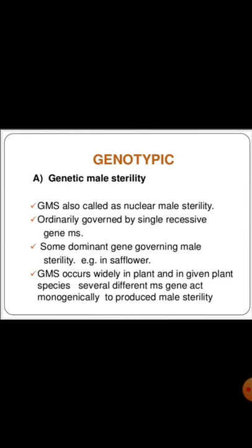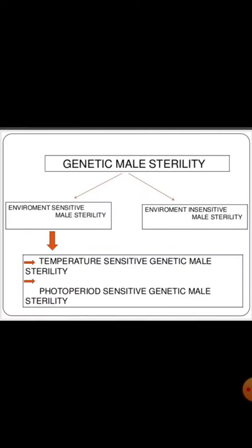Some dominant genes governing male sterility have been seen in safflower. Genetic male sterility occurs widely in plants, and in a given plant species, several different MS genes act monogenically or otherwise to produce male sterility. Clear? Later we will see how these MS genes are transferred or inherited, and how we can maintain this male sterility due to the recessive MS gene.